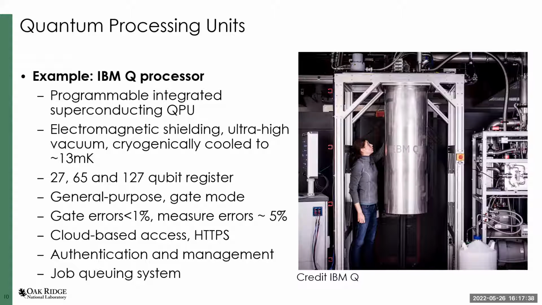What's interesting about these types of systems is many of them can be accessed remotely. So the IBM systems, for example, have a cloud-based access model based on HTTPS. There's authentication and management and job queuing so that a user can write a program, we'll talk more about that in a second, that performs these gate operations, sends it over to the queuing system, at which it executes at some point and then sends back results, measurements from that quantum device. Now, the big question then is, are these devices big enough to actually tackle some of those scientific applications that we were talking about earlier?